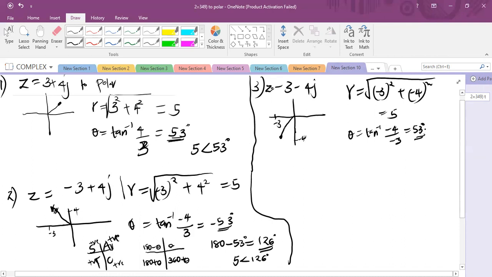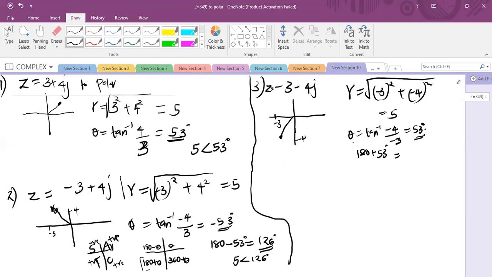So since it's in the second quadrant, the third quadrant, sorry, how do we evaluate angles in the third quadrant? 180 plus theta. So the angle here will be 180 plus 53 degrees. And that will give us about 233 degrees. So in polar form, we will have it as 5 and 233 degrees.